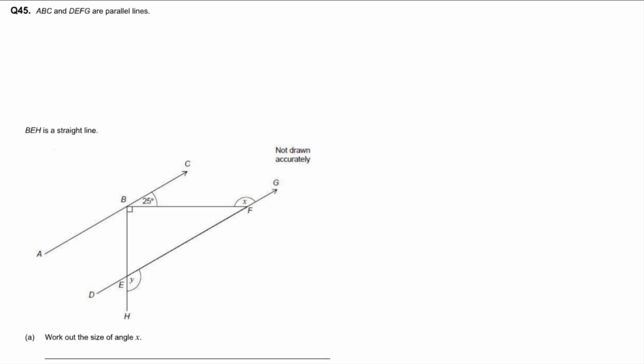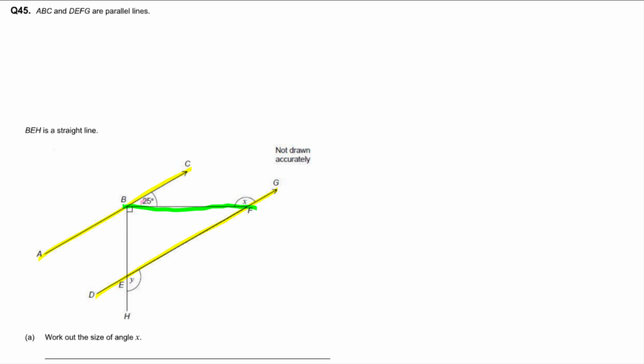Question 45, A, B, C and D, E, F, G are parallel lines. B, E, H is a straight line. Work out the size of angle X. Where's X? It's all the way over there. So I want to work out that angle X over there. Now again, we've got a pair of parallel lines here and here. Look, they've got arrows on the end, and we've got a transversal crossing them here.